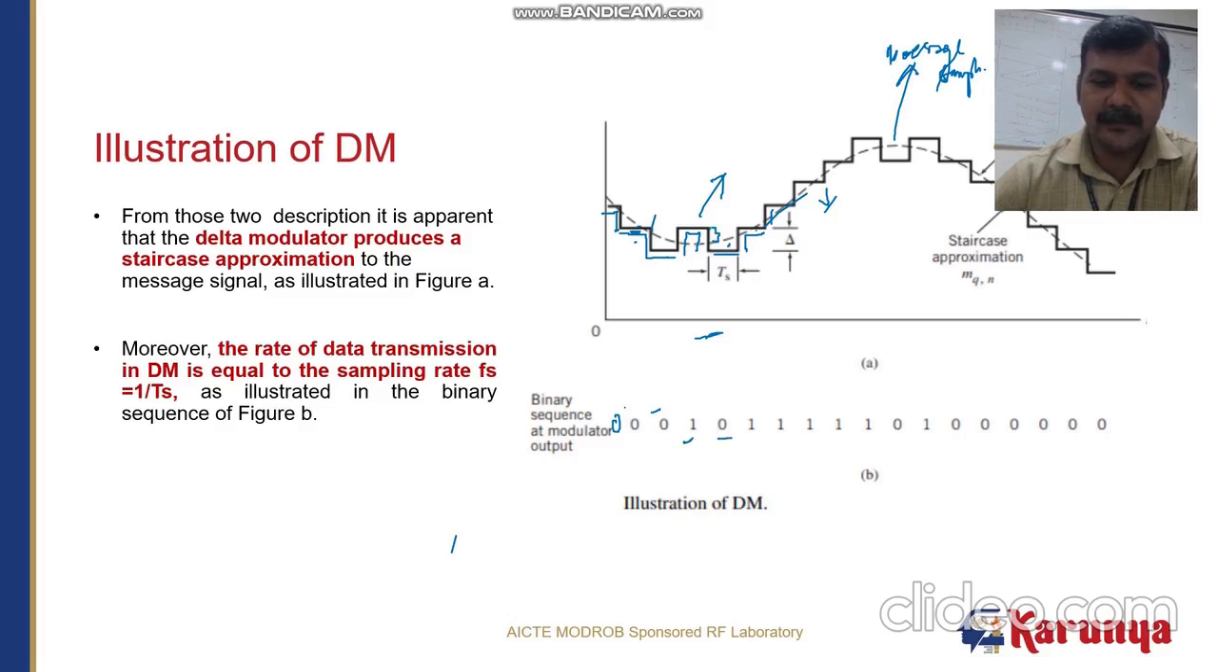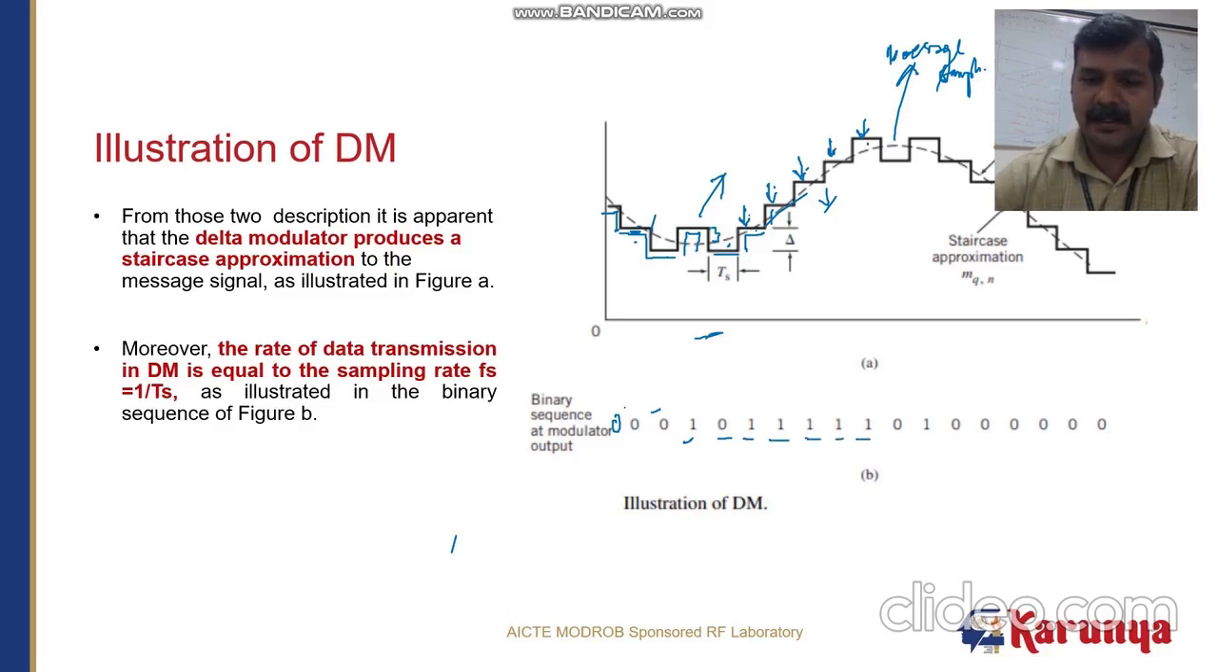Again this one is plus del, this one is plus del, then you have another plus del, another plus del, another plus del, right? So 1, 2, 3, 4, 5. So you can see consecutively 5 ones are being given as the encoded symbol.